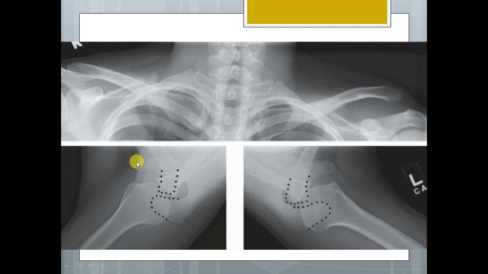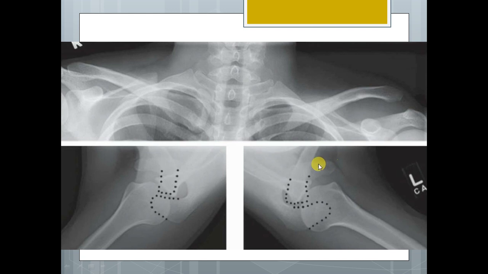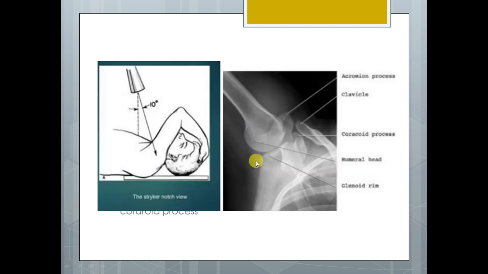As you see here, normally this is the coracoid process, and this is the distal clavicle over the anteromedial part of the acromion. Here, this is the coracoid, and it is displaced posteriorly relative to the anterior border of the coracoid. As you see here, you can see if there is a coracoid fracture in the lateral X-ray, but better through the Stryker notch view. The coracoid is all in profile in the Stryker notch view.